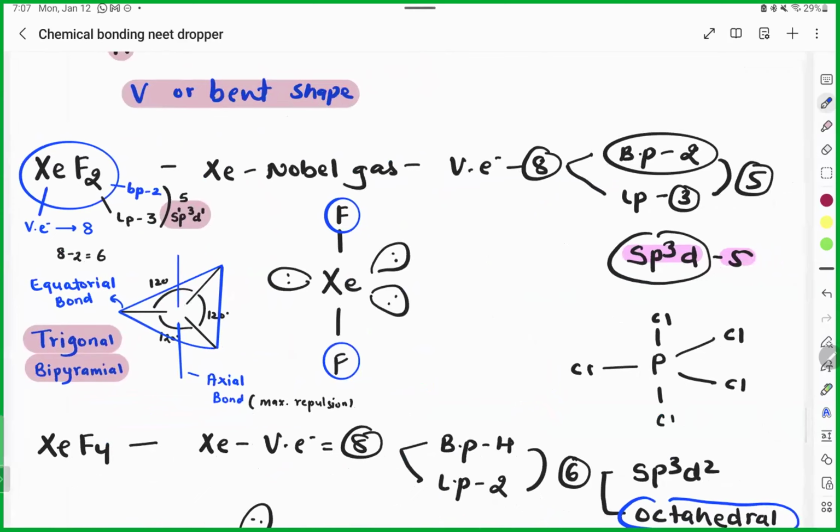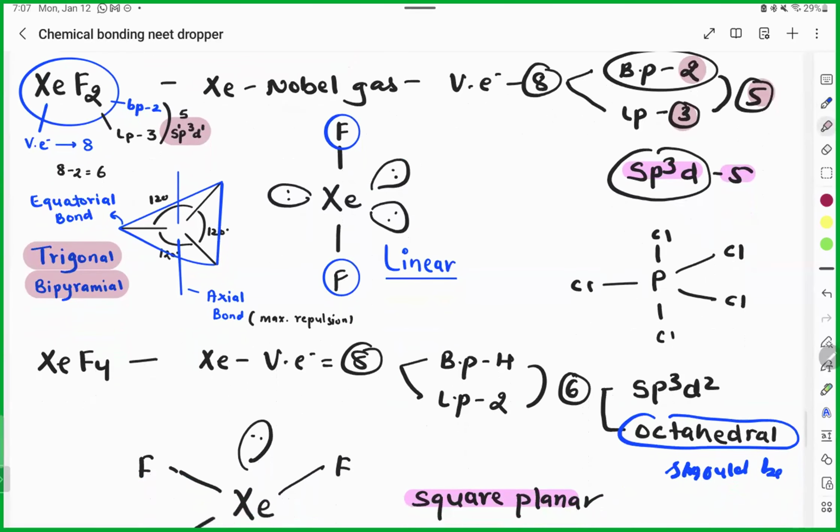So it should be total 5 bonds, trigonal bipyramidal. But in reality, it is linear shape. How do we know? Because one is up, another is down, nothing else. Linear shape. Remember, the shape of the geometry is mainly decided by the bond pair, not lone pair. As you can see here, there are 2 bond pair, 3 lone pair, total 5, sp3d. Anybody have doubts? No, sir.